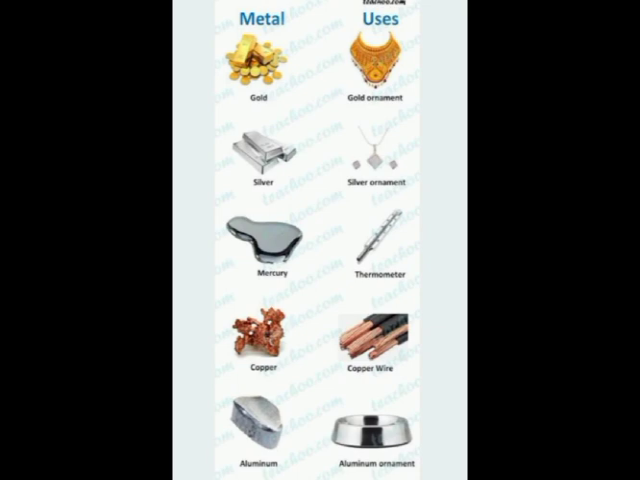So students, an easy way to check which element is a metal and which is a non-metal is by passing electricity through it. If the element can pass electricity through it, it is a metal, and if it cannot conduct electricity, it is a non-metal. Of the first 10 elements, lithium and beryllium are metals, and the rest are non-metals.